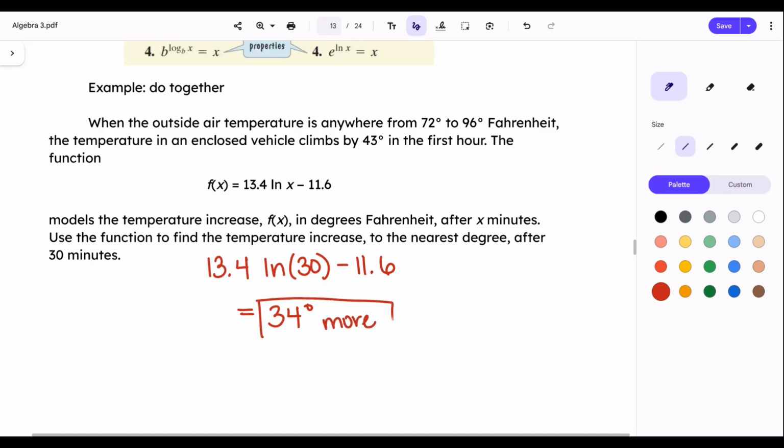That means if your car was somewhere between 72 and 96 degrees, let's say the outside temperature was 80 degrees, if I increase 80 by 34 degrees, it would feel like 114 degrees in my car. That's what that equation is modeling. Okay, any questions on how to use the log or natural log button on your calculator?